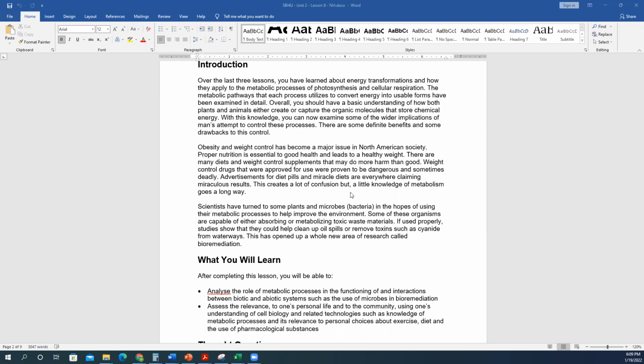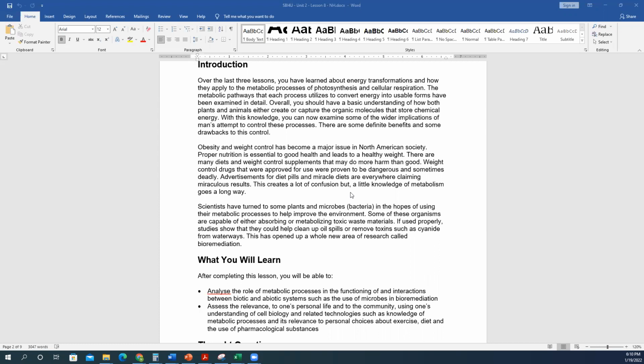Another part of trying to control these energy processes, that's one aspect of it, is weight management, health and nutrition. But the other aspect is how scientists have turned to using some plants and microbes, which are bacteria, and trying to use the metabolic processes that come with those plants and bacteria to help improve the conditions of the environment.